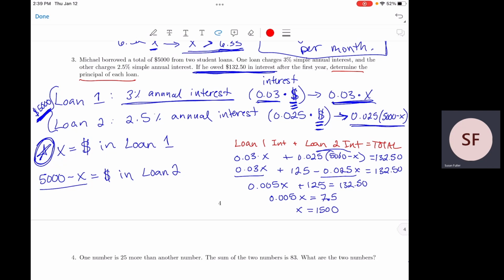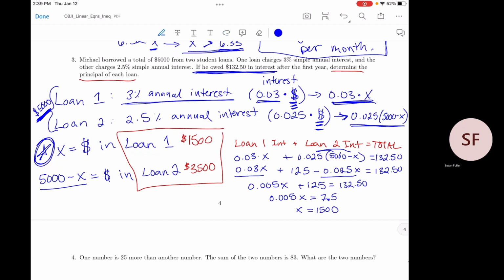So the number of dollars in loan one is X, which is 1,500. So loan one has $1,500 in it. And loan two has $5,000 minus that amount, which is $3,500. That is the principal in loan two. And there is the answer to our question.